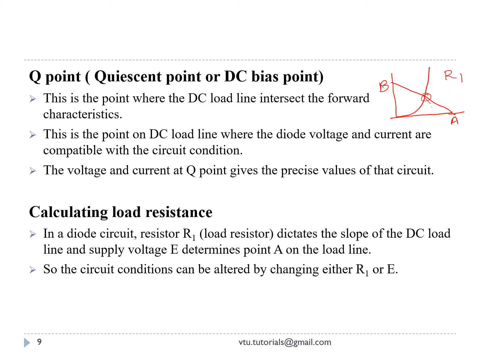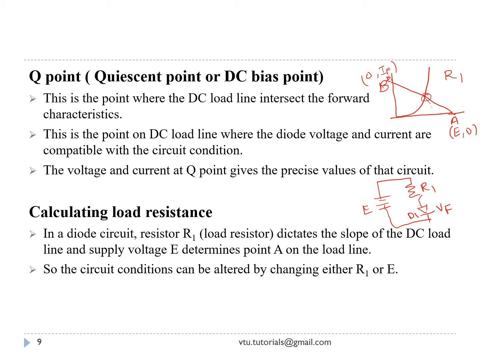In the circuit on the previous page, we have seen a voltage source E in series with the resistor R1 and a diode in the forward biased condition. So this will be the circuit that we considered earlier, with a voltage Vf here. And we have seen the determination of point A and point B. Point A is E comma 0 and point B is 0 comma E by R1. So knowing these 2 points, when we draw a DC load line, this intersection point is the Q point.